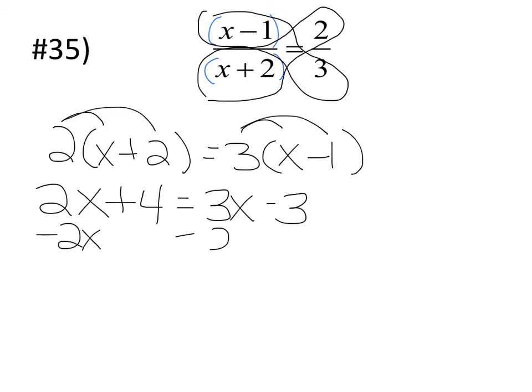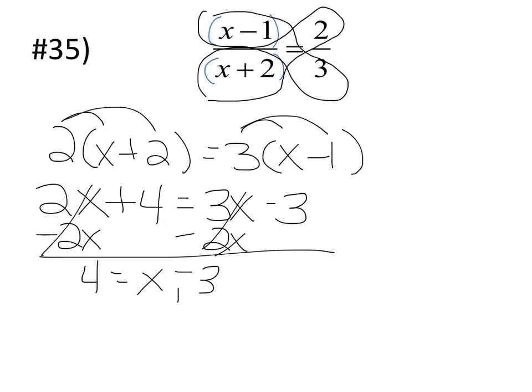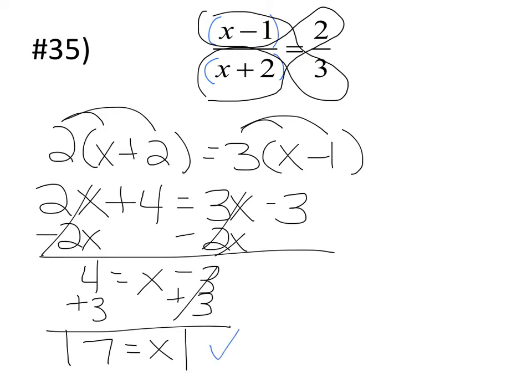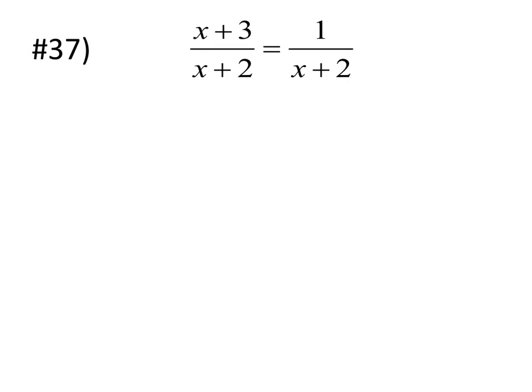Subtract 2x from both sides. You get 4 is equal to x. I don't know why I crossed those out. X minus 3. Add 3 to both sides. You get 7 is equal to x. Take 7 and plug it back in. 7 plus 2 is 9, and you won't do anything there. So you're okay. It does work. Your answer is 7.